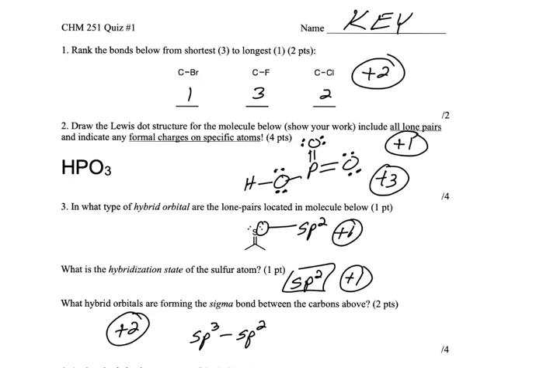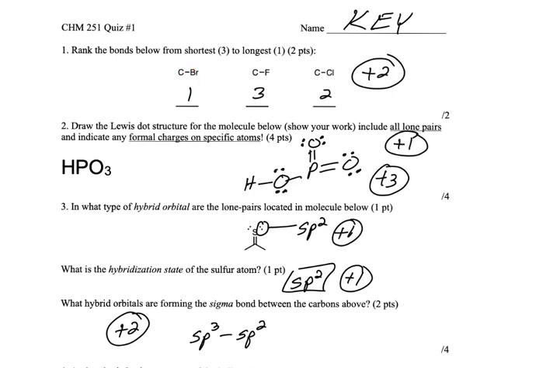All right, quiz 1. Rank the bonds from shortest to longest. This is all about comparing. Carbon's the same in all of these. The difference is fluorine, chlorine, and bromine, and where they're at in the periodic table. They're all in the same column, so it's going to be a difference in size. The larger the atom, the longer the bond.